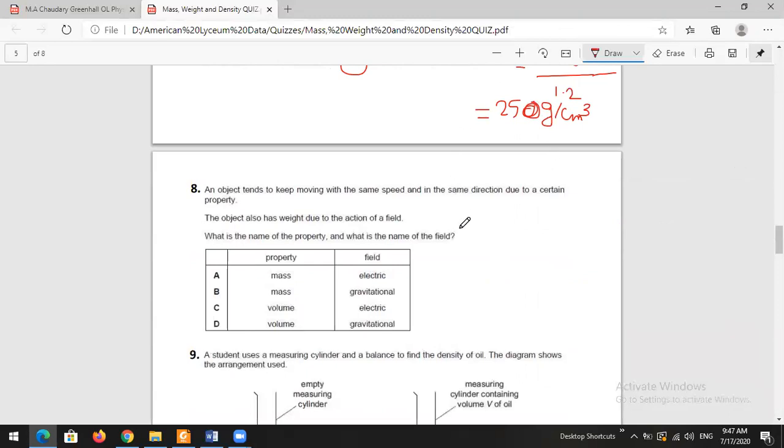Next, question number 8. An object tends to keep moving with the same speed and in the same direction due to a certain property. Same speed, same direction. The object also has weight due to the action of a field. We know that that field is known as the gravitational field. So what is the name of the property and what is the name of the field? Tends to keep. So this is actually the property of mass, inertia. And similarly, the field is known as the gravitational field. That is why option B is correct.